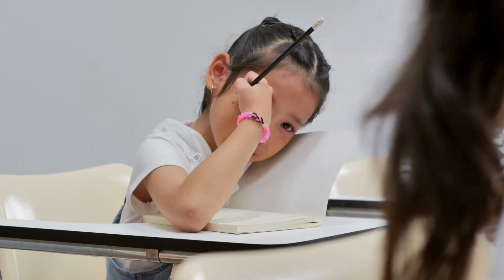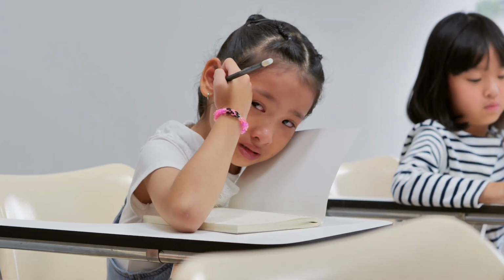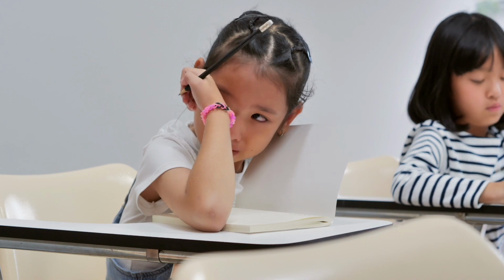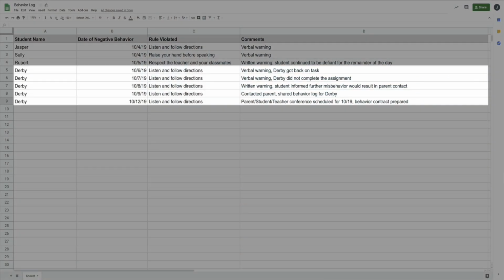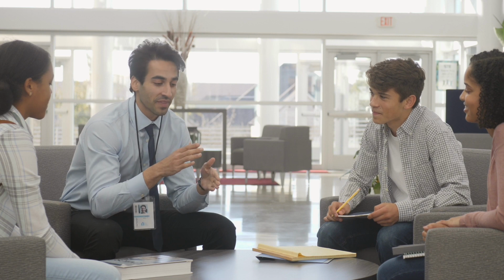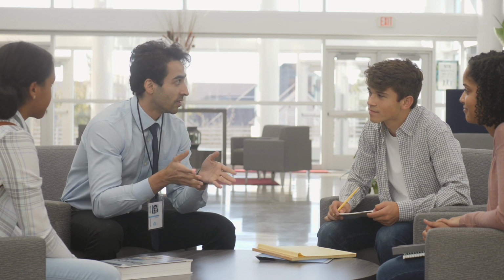If you exaggerate, leave out important details, or lie in your behavior log, you are opening the door to further negative behavior from a student who sees you as unfair. Keep your behavior log consistent by reporting each time the student violates a rule and receives a consequence. You want to be able to deliver at a moment's notice the most recent report of the student's behavior.